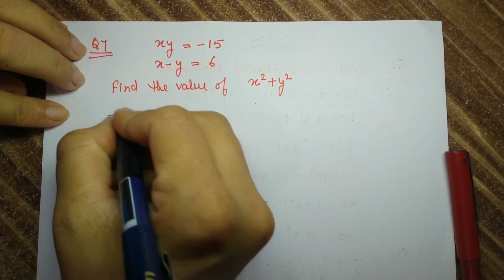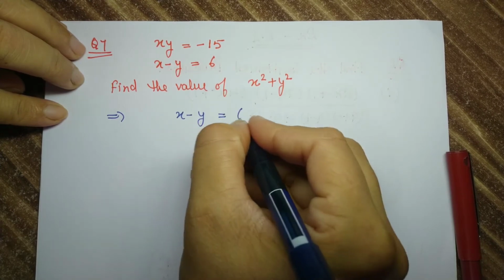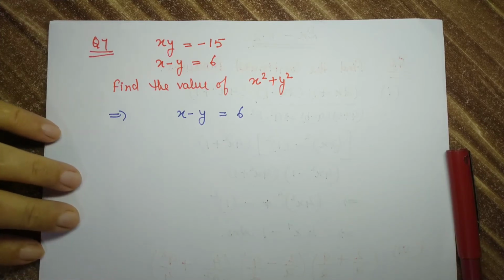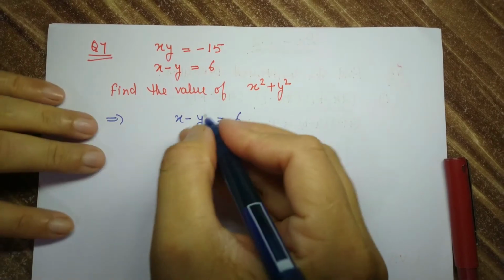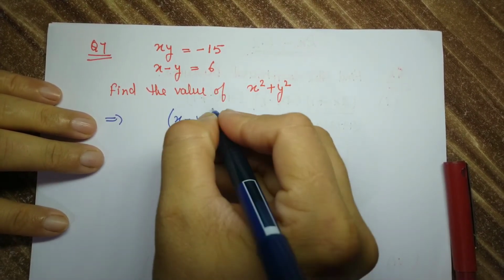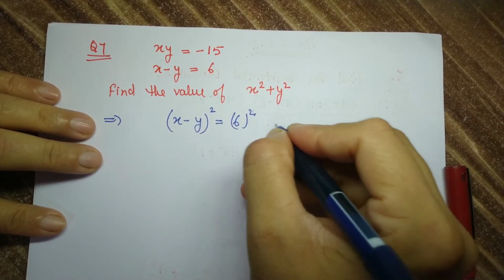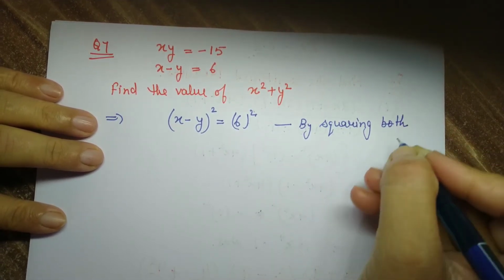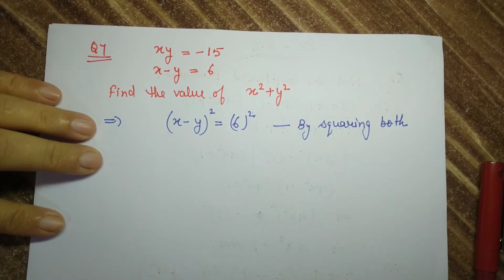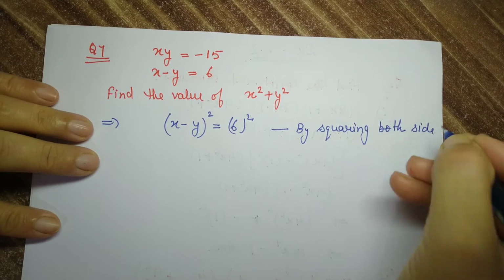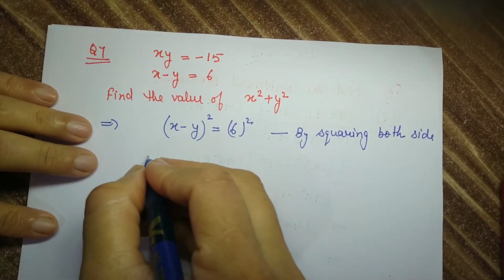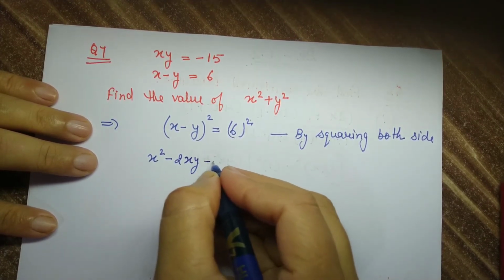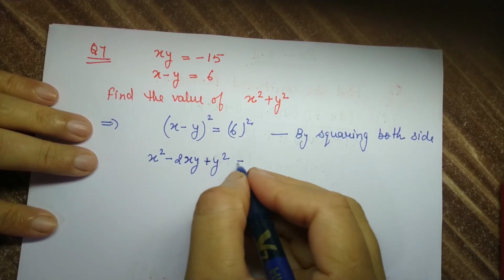We start our solution with x - y = 6, because this is given to us. Students, here we will apply the equation rules. The first rule, squaring both sides. What we did? By squaring both sides of the equation, it becomes (a - b)². So x² - 2xy + y², and 6 squared, that means 36.